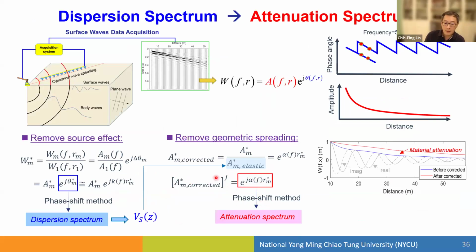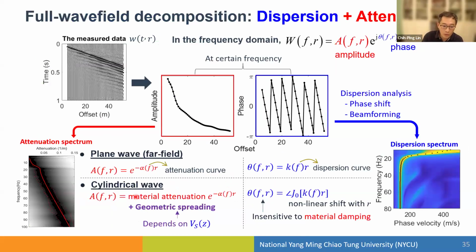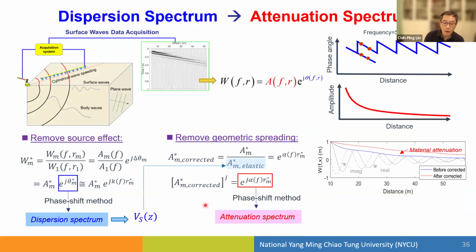But the attenuation is not only related to the material viscoelasticity, but also to geometric spreading, right? Geometric damping. So even in a purely elastic medium, the wave attenuates with distance. All right. So what we can do is divide every channel by the first channel to remove the source effect, and then we can remove geometric spreading.